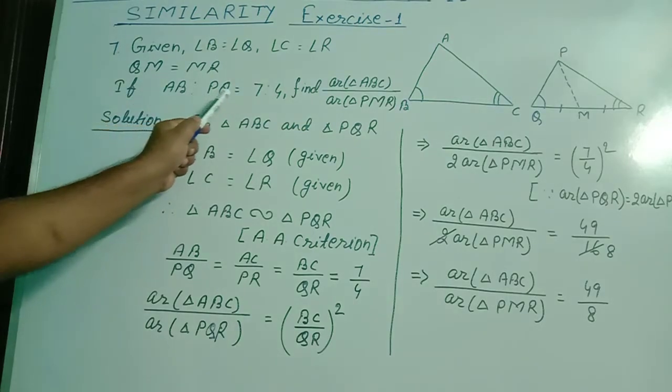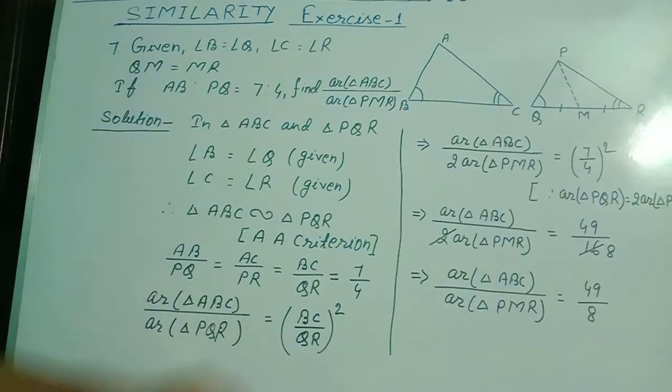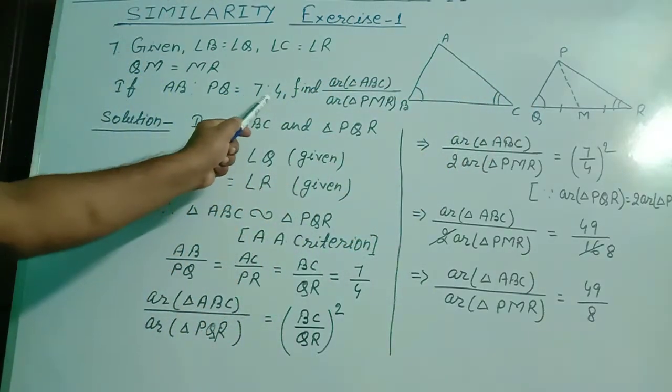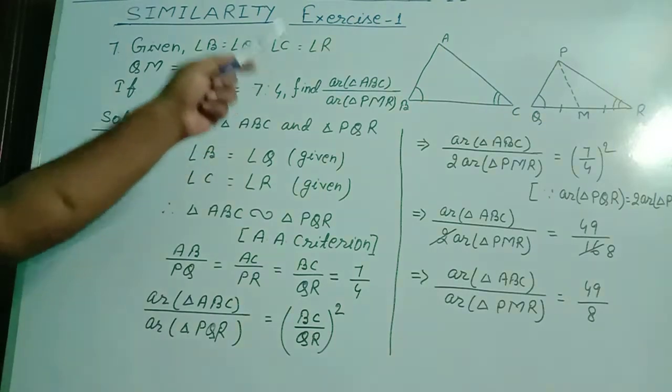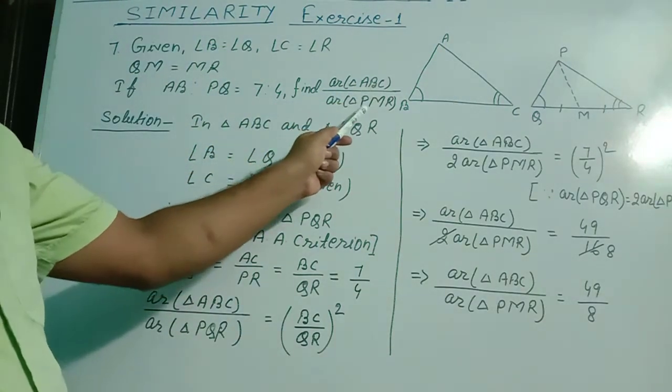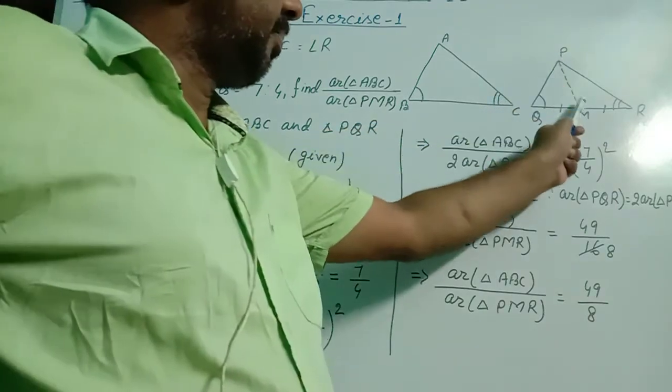AB is to PQ equal to 7:4. AB is to PQ, that is equal to 7:4, meaning the ratio of the corresponding sides is given. Then find area of triangle ABC by area of triangle PMR. This is PMR.